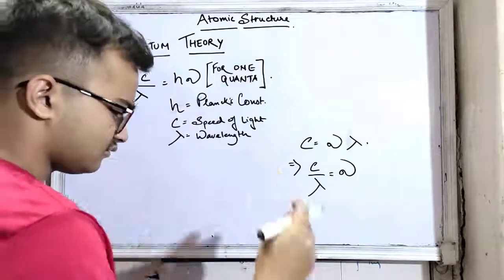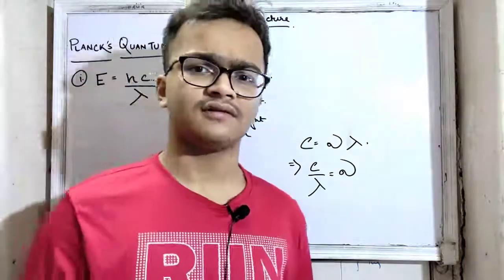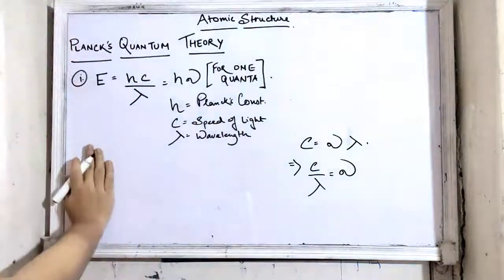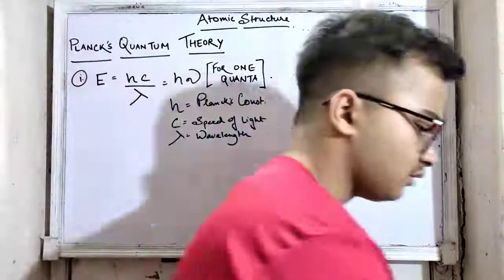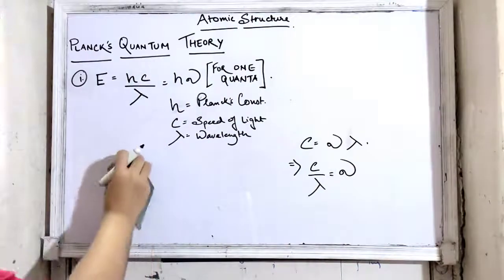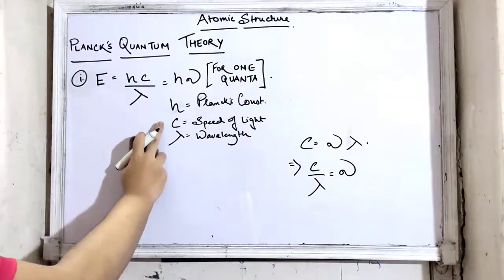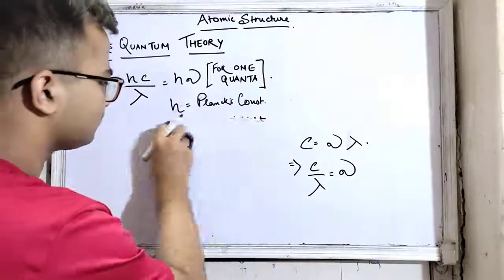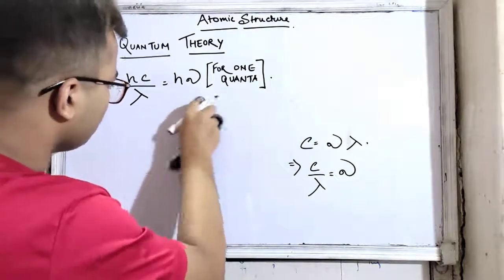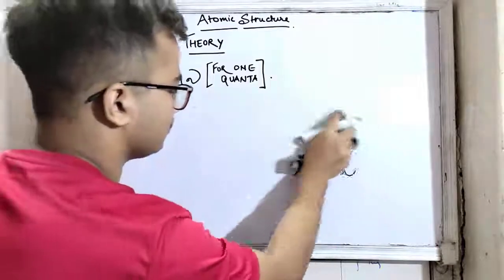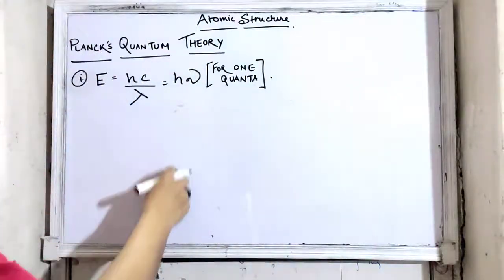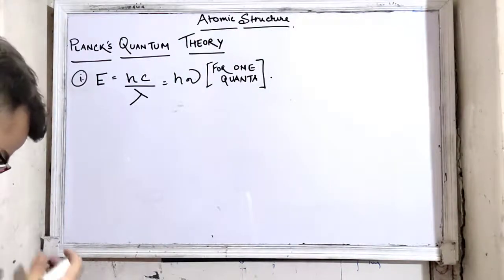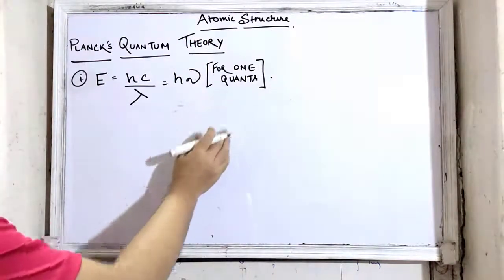Okay, what is quanta? Quanta is packets of light, or you can say energy. So this is for one quanta. For getting space, I am rubbing out this; you have to remember. h is Planck's constant, c is speed of light, and lambda is wavelength. So E equal to hc by lambda equal to h nu. Now this is for one quanta.